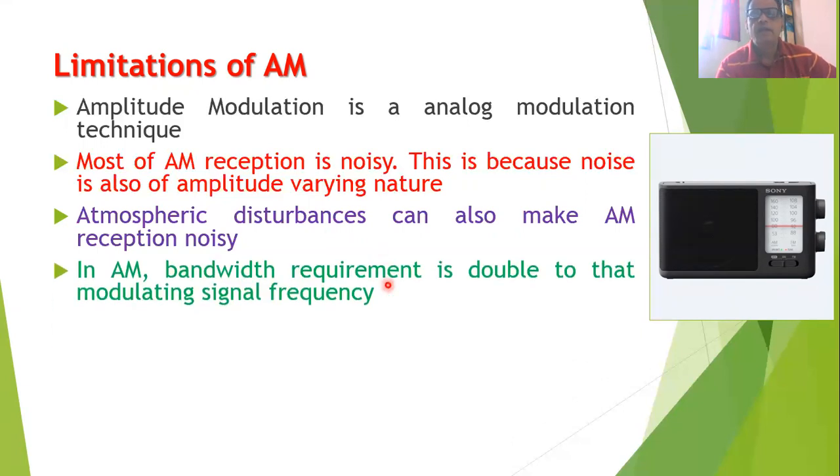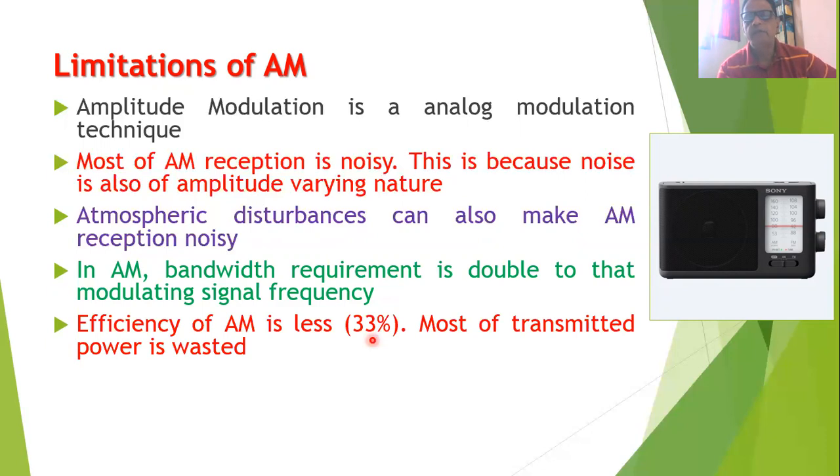In AM, the bandwidth requirement is about double that of the modulating signal frequency. So if fm is the highest modulating signal frequency, then the bandwidth in AM must be twice fm. But practically, it is very difficult to keep a large bandwidth for the communication system.